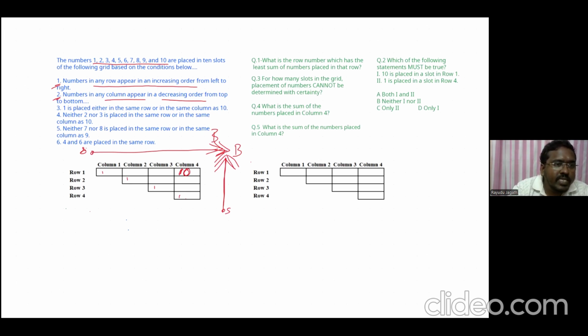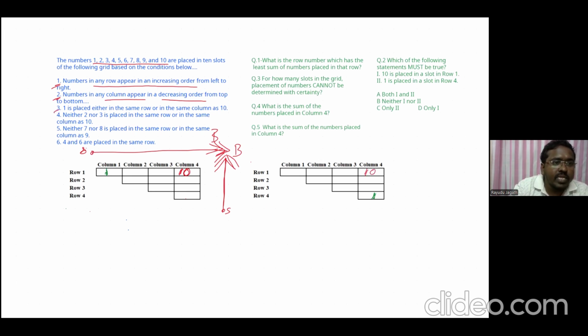From the third point, it says that 1 is placed either in the same row or in the same column as 10. So 1 is placed either here or here. So this is ruled out, this is ruled out, this is ruled out. So we are making two cases. This is one fixed and this is also one fixed, two cases. And this is 10, and the third condition is over.